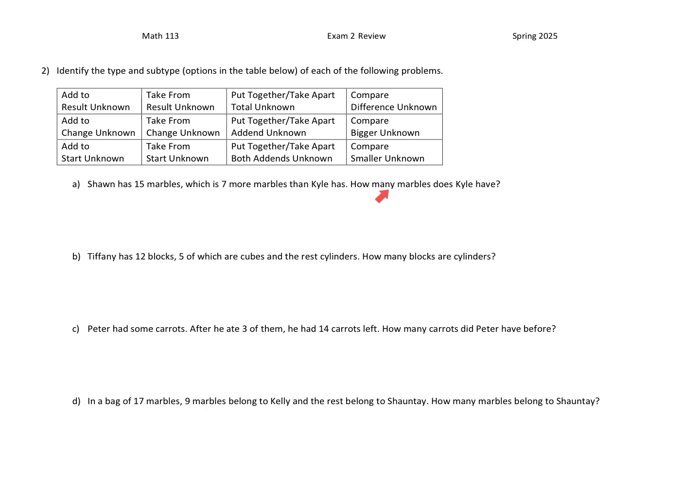Okay. How many marbles does Kyle have? Okay, so Sean has 15, which is 7 more than Kyle has. So Sean has more, right? So the one we're looking for, Kyle, is the smaller number. So we have the smaller unknown. So this is compare, smaller unknown.